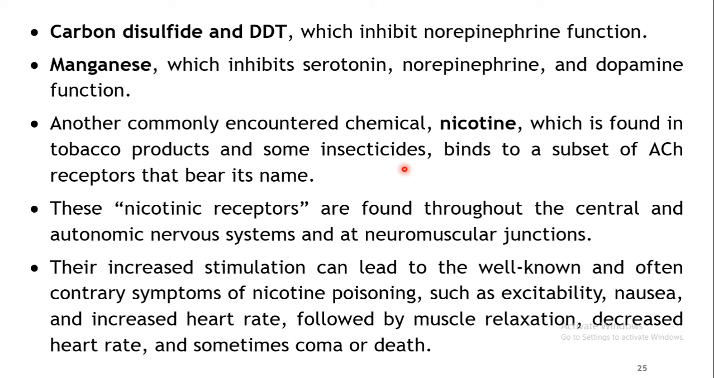This nicotine is well known to act on the parasympathetic system. There are specialized nicotinic receptors which are found throughout the body. As the nicotine amount is increased, it will result in increased stimulation of these autonomic systems and the neuromuscular junctions. As a result, nicotine poisoning may take place, such as excitability, nausea, increased heart rate. These are the initial symptoms, followed by muscle relaxation, decreased heart rate, and sometimes the patient may even go into coma, or even die. So these are quite severe toxic effects of nicotine.